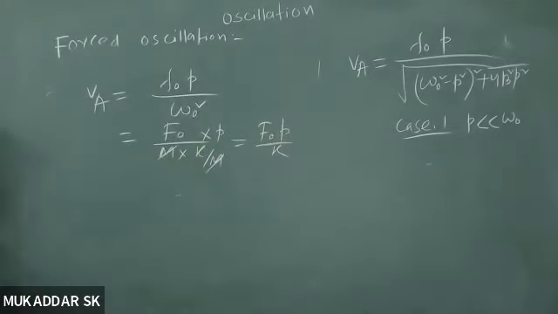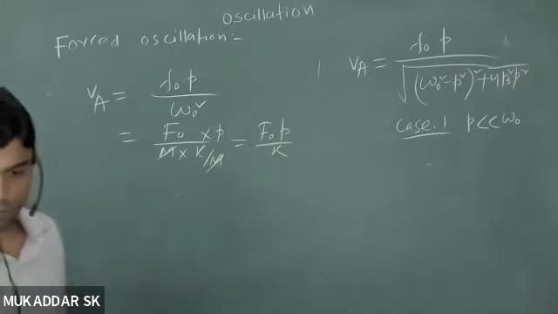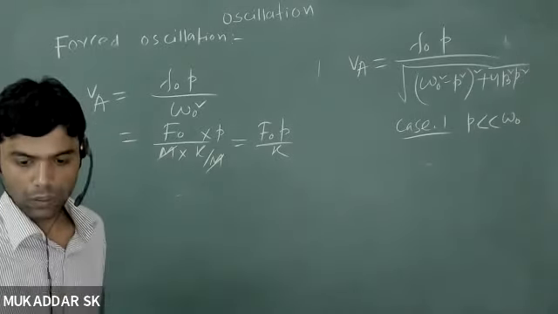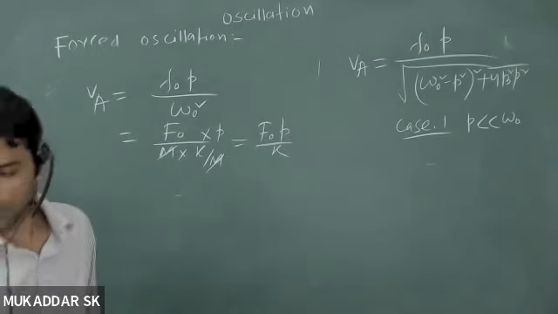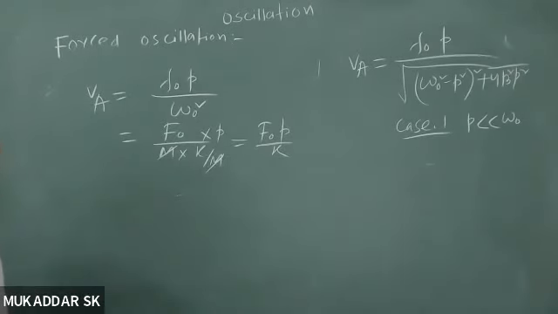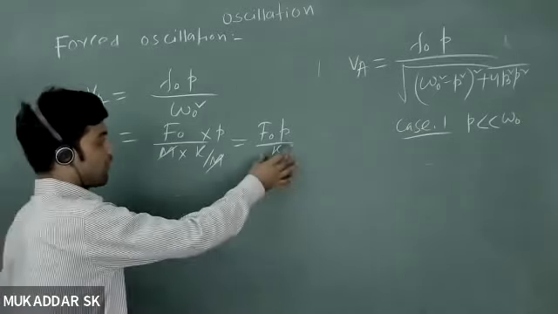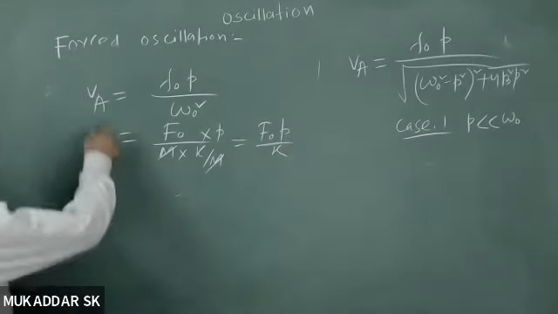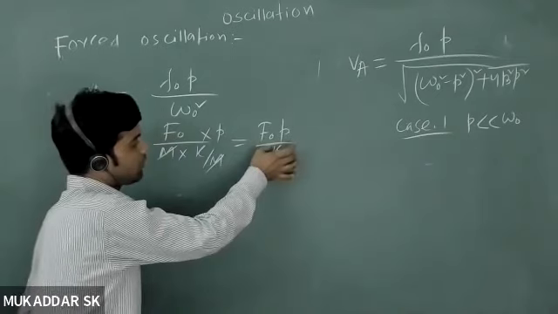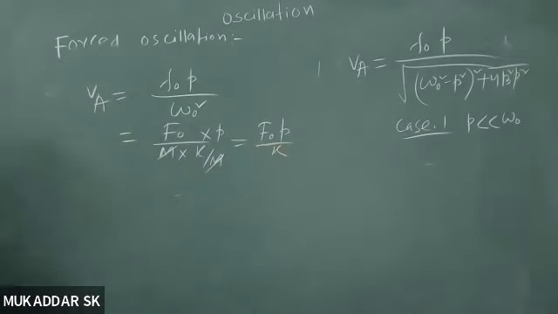So what is the difference between amplitude of displacement and velocity amplitude? What did you obtain in the earlier case, and what is the difference? If you remember, when the driving frequency is very small, the amplitude of displacement only depends upon the spring constant, but the velocity amplitude, you can see, depends upon the spring constant as well as the driving frequency. So that is the difference.